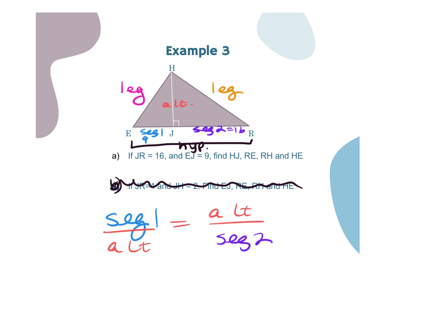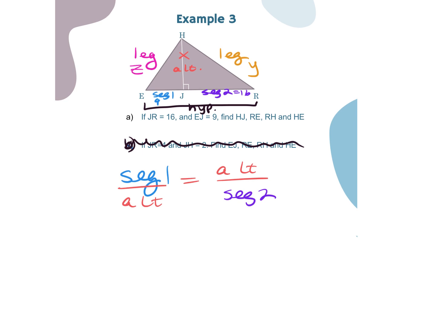And let me add variables in here. So my pink leg, I'm going to label as Z. My gold leg, I'm going to label as Y. My altitude, I'm going to label as X. So now I'm going to fill it in. My segment 1, I had that measure. It's 9. I don't know my altitude, it's my variable X. And then my segment 2 is 16.